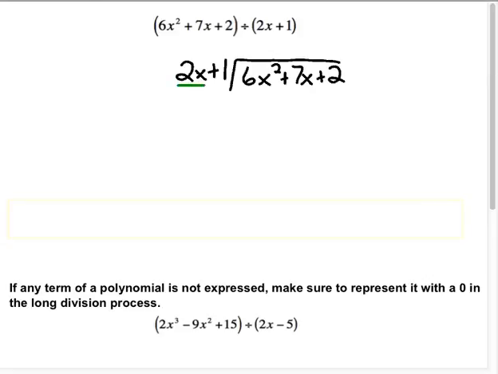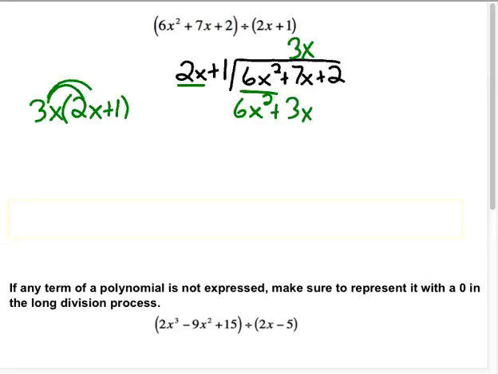So we have 2x. We want to know what is it going to take for that to cancel a 6x squared. Well, 2 times 3 is going to give us 6, so we know we need a 3, and the x needs another exponent, so it needs another x with it. So we get a 3x up there. Now let's see how close did we get, or what that leaves us with. So when I multiply that in, that gives me 6x squared plus 3x.